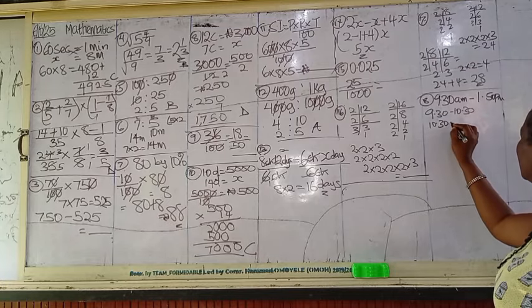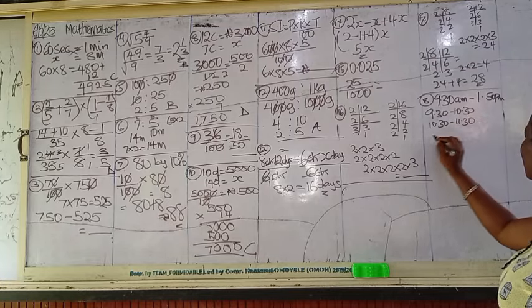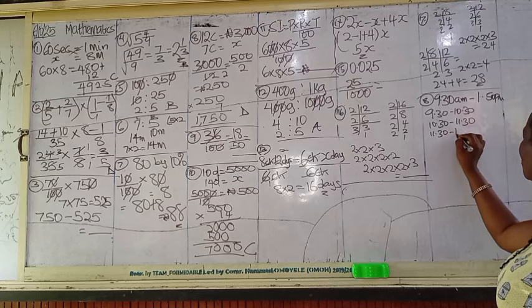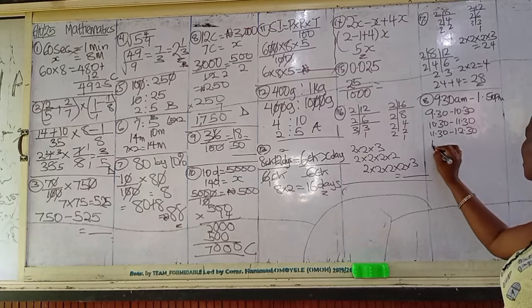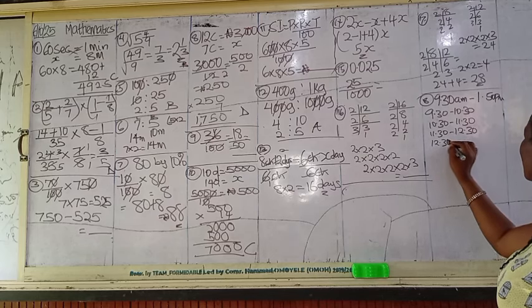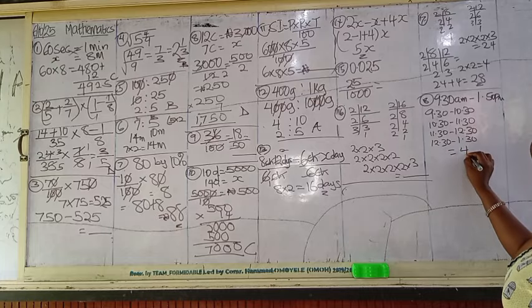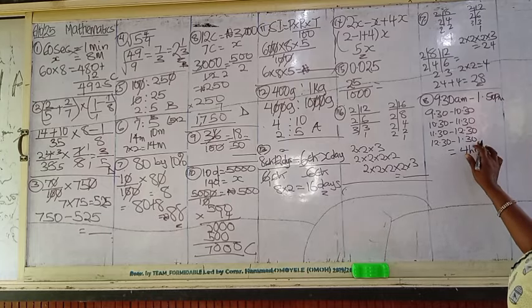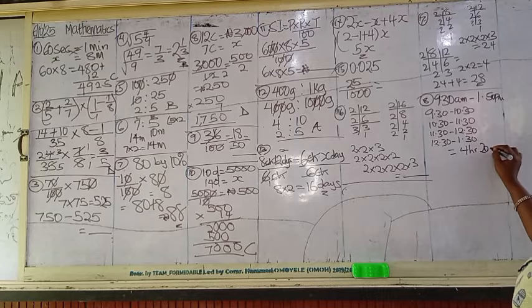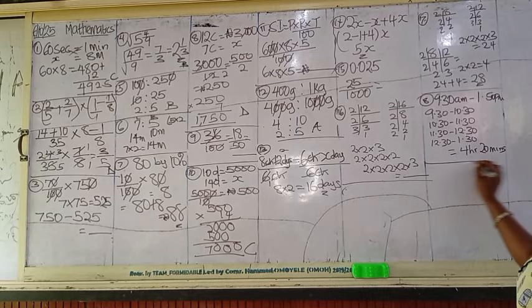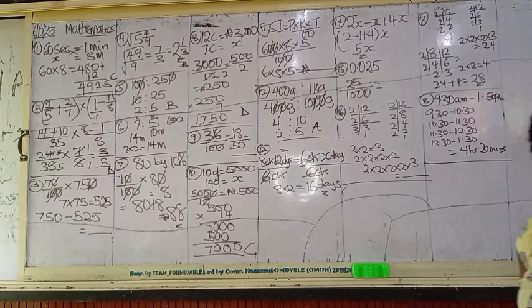10:30 to 11:30. 11:30 to 12:30. 12:30 to 1:30. So that is 4 hours. And we still have 20 minutes more. So it is 4 hours and 20 minutes, which is in option C.